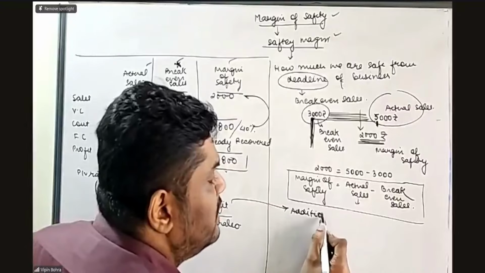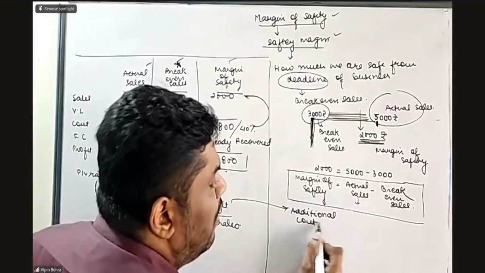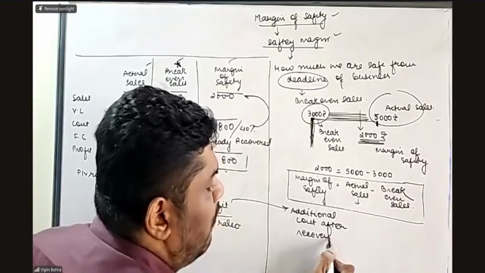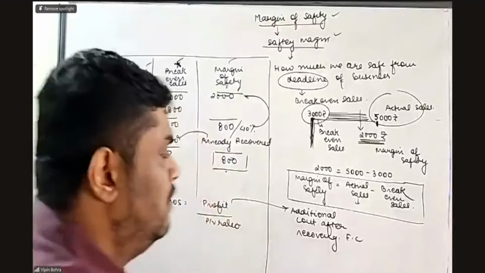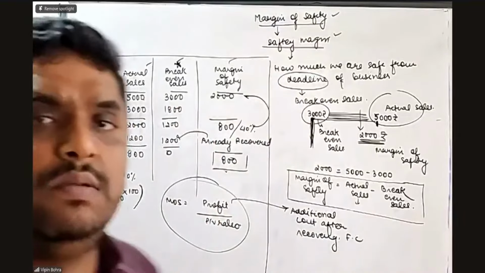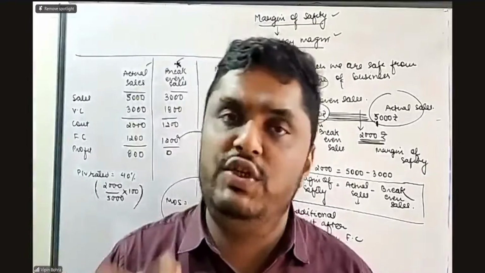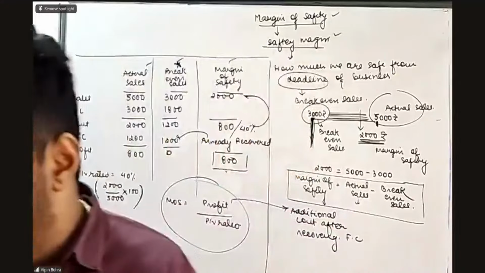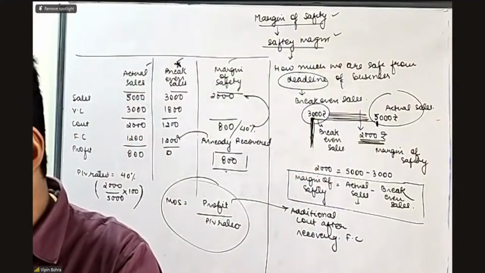Additional contribution after recovering fixed cost. So margin of safety, you can calculate it in two ways. First one is profit divided by PV ratio. Second one is actual sales minus break-even sales. I request you guys to copy this explanation.